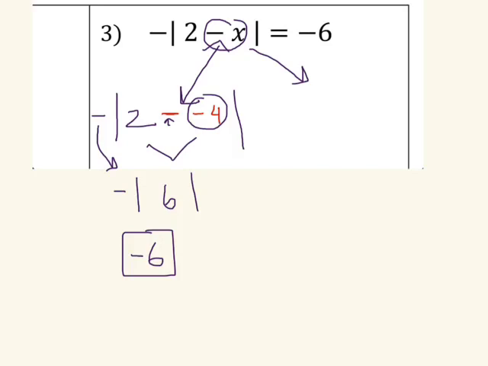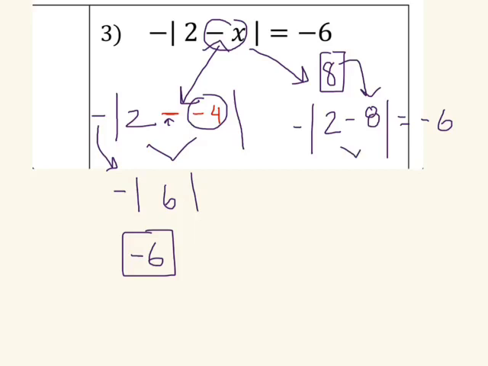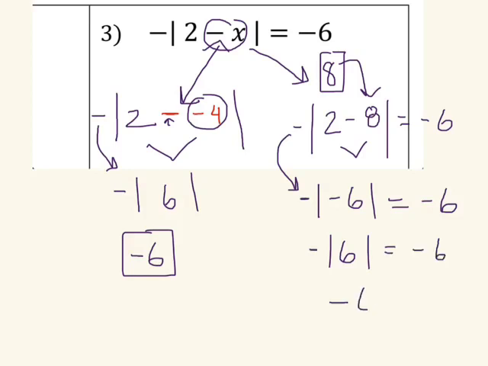Our other answer was x is equal to positive 8. So let's go ahead and plug this in. The negative absolute value of 2 minus 8 is equal to negative 6. Here's our 8, and I just put it right down into the problem. 2 take away 8 is negative 6. The absolute value of negative 6. And let's bring our sign down here. All of this is equal to negative 6. And this turns into negative 6, which equals negative 6. This is done. Hopefully that makes sense.